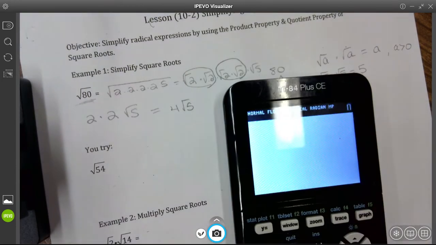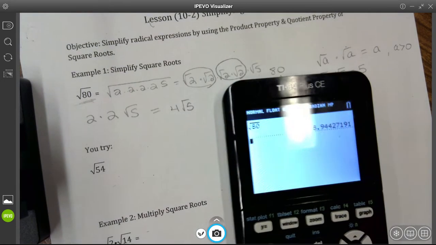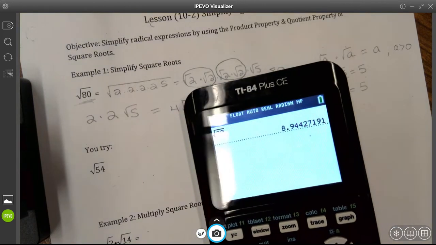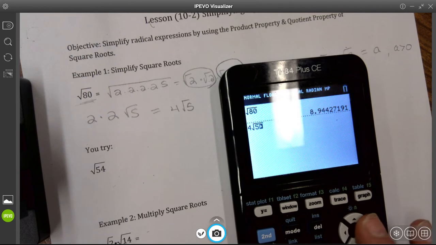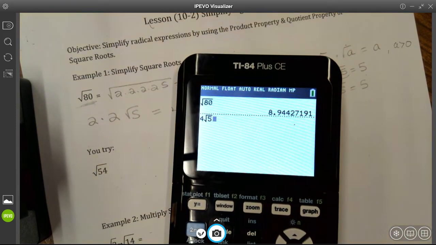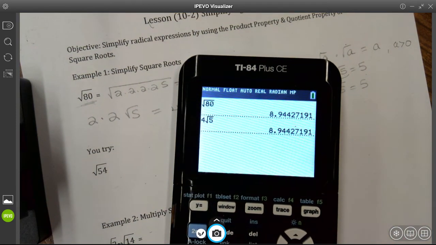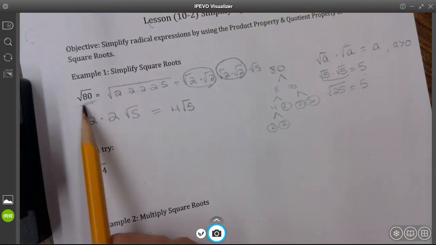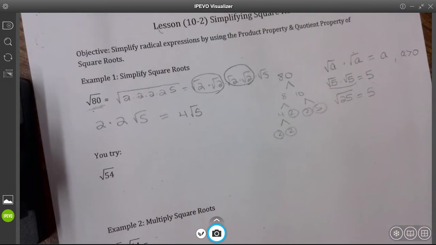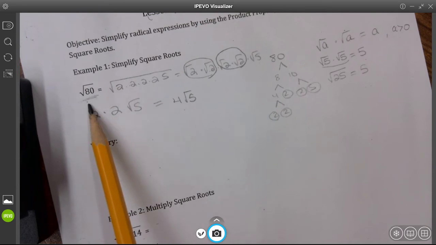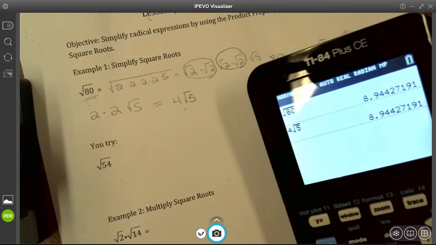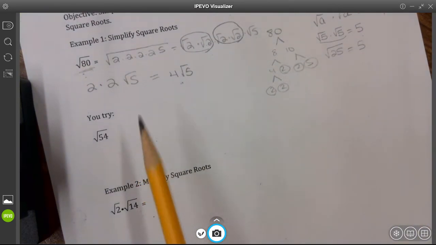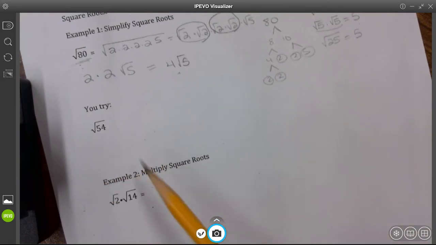So this is equal to 4 root 5. We said the square root of 80 was about 8.9442791. If I type 4 square root 5, I'm supposed to get the same thing. I did. We want the same thing. We're just simplifying it as much as we can. We can't imagine the square root of 80 in our head. We don't know how big that is, but we can imagine how big 4 square root 5 is. It's about 8. Okay, you try. Go ahead, pause the video, and try this one on your own.